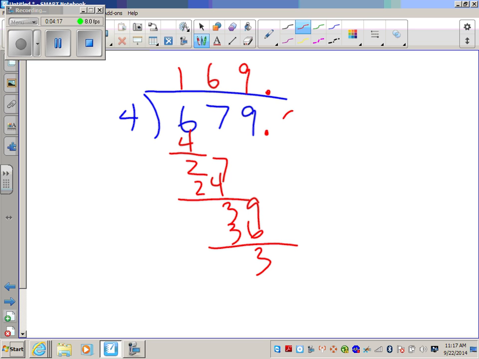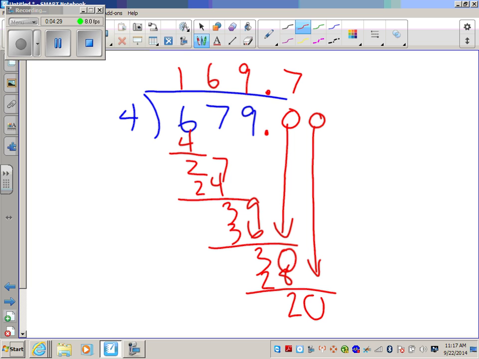Well, that's when I start adding some zeros. So now does 4 go into 30? 7 times. 2 left, not done yet. Does 4 go into 20? 5 times. And I get my 20 and I get my 0.